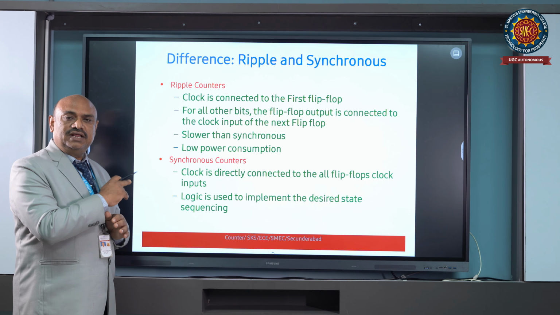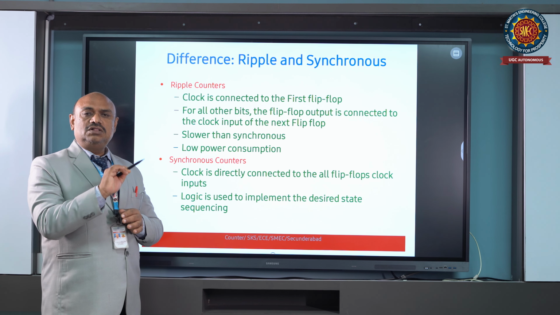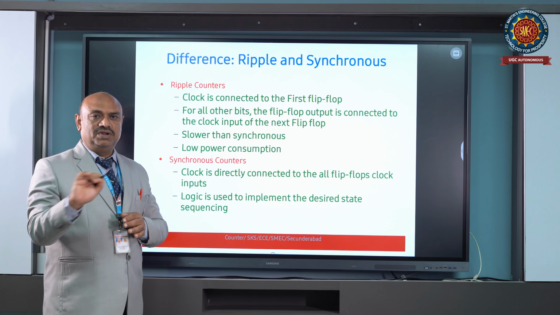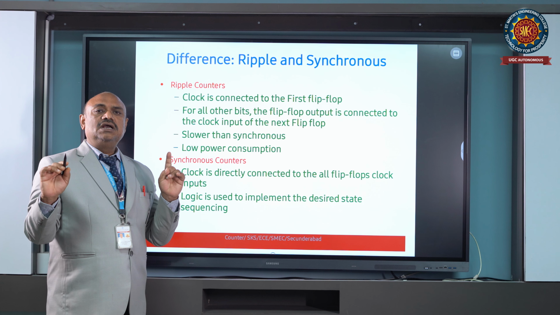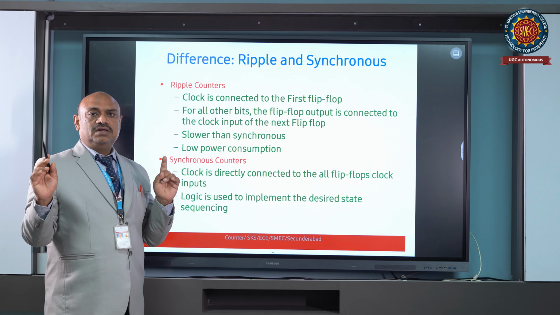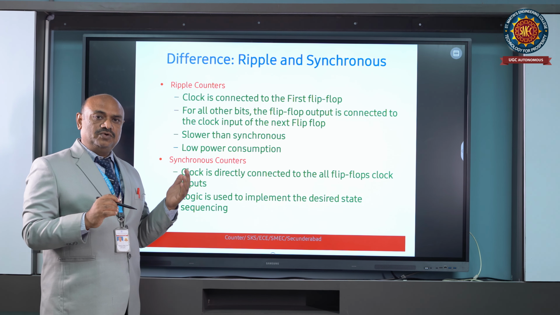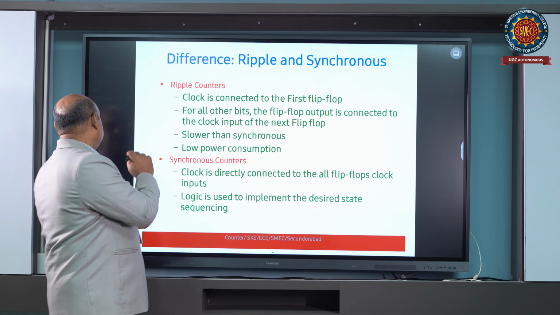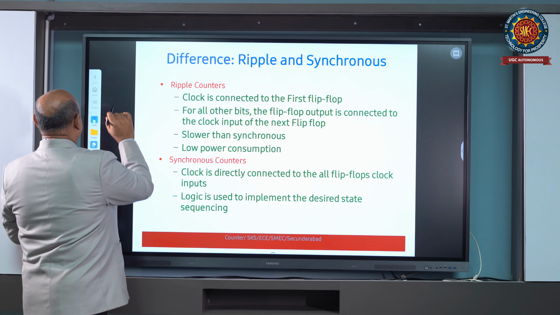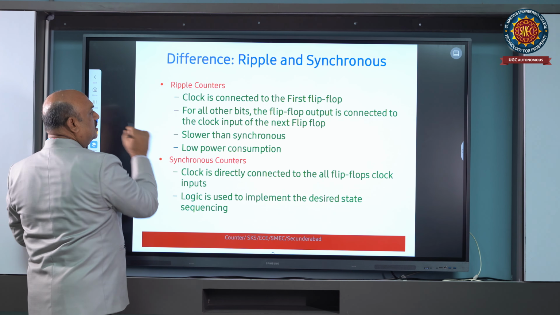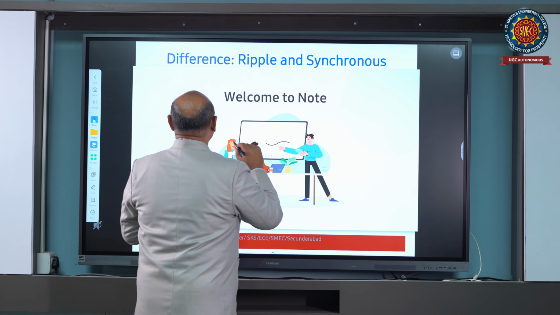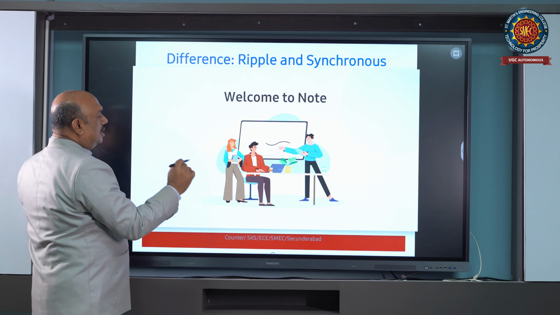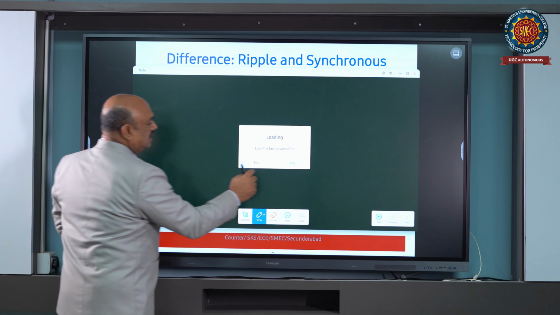Whereas in a synchronous counter, all the flip-flops are given the clock commonly. A single clock pulse can control all the flip-flops. This is the difference. Therefore, an asynchronous counter is a little bit slower than a synchronous counter. Here I'll show you the difference between these two, the asynchronous counter and the synchronous counter.